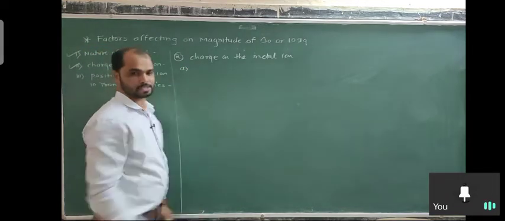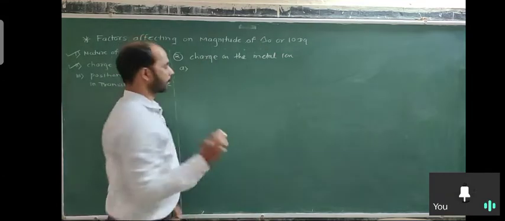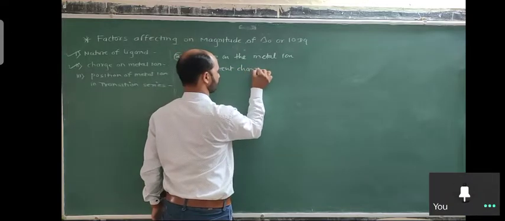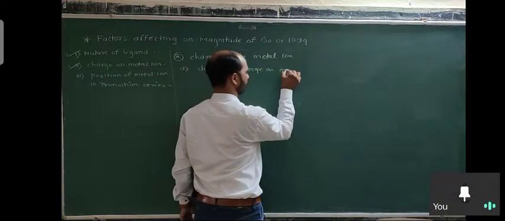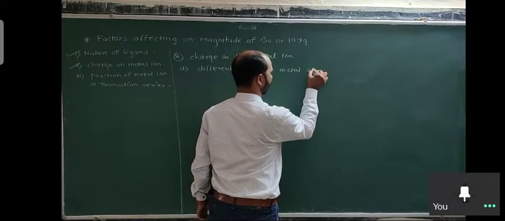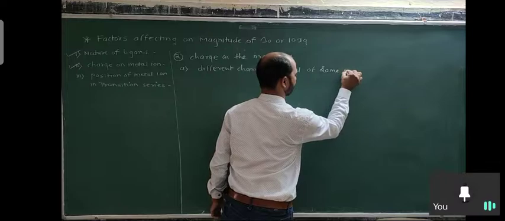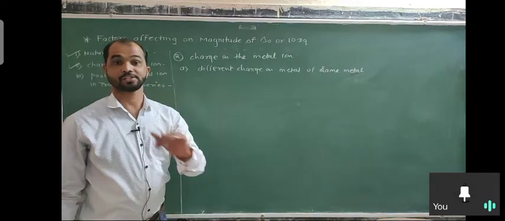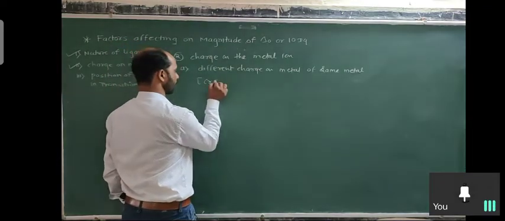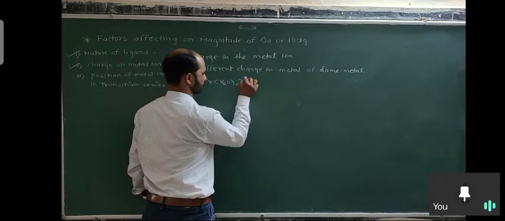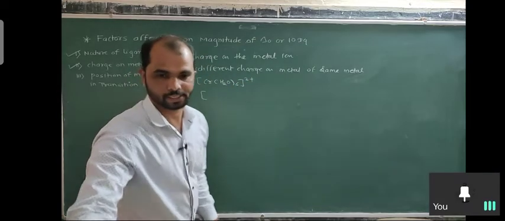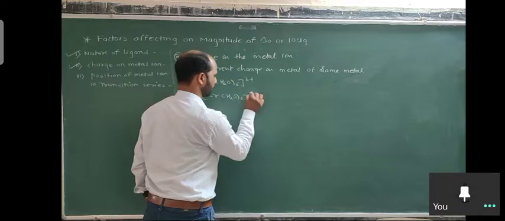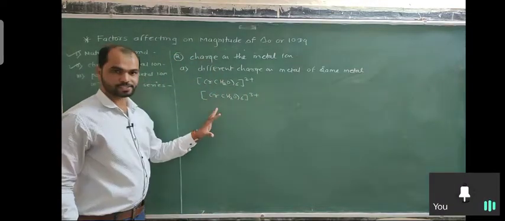So the first part is a different charge on the metal of the same metal. So the metal is the same, but what is the difference? The charge is different. So here we consider [Cr(H2O)6]²⁺. The second example is [Cr(H2O)6]³⁺. Okay, so there are two examples here we consider.